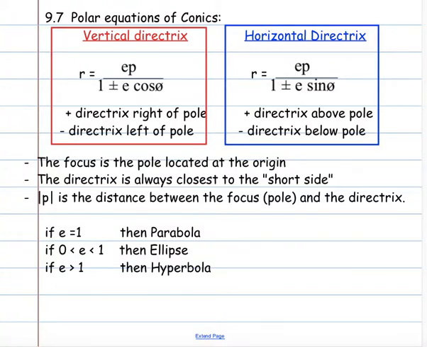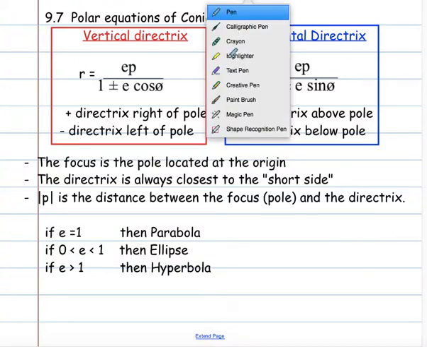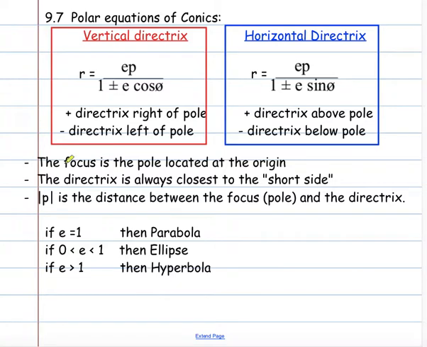Now, here's what the pole is. So I'm going to highlight it. The focus is the pole. So another word for focus is pole, and that's going to always be located at the origin. So right away, when you start graphing, put a point at the origin. That is known as the pole, but it's also a focus. So keep in mind it's a focus.